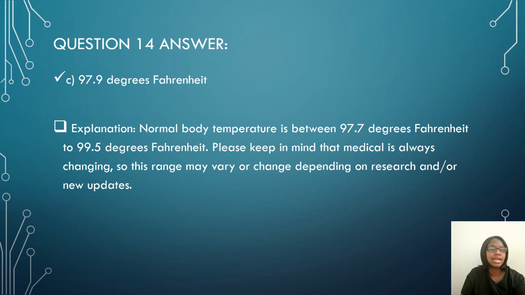All right, there you go, 97.9 degrees. So just keep in mind a normal body temperature is going to average between 97.7 to 99.5 degrees Fahrenheit. But also keep in mind, I always like to say when I'm using these numbers, medical is always changing. So this may vary depending on where you work at. New research and updates may come out, and this number may change. But just on average, it's going to be between this range.